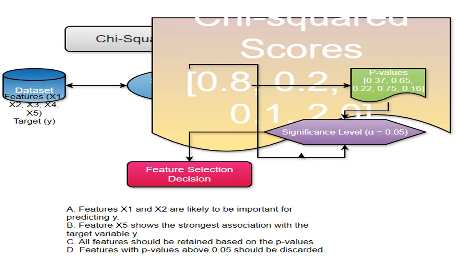These numbers show how strongly each feature relates to the target variable y. Higher numbers mean a stronger link. X5 has the highest score, 2.0, suggesting the strongest relationship.